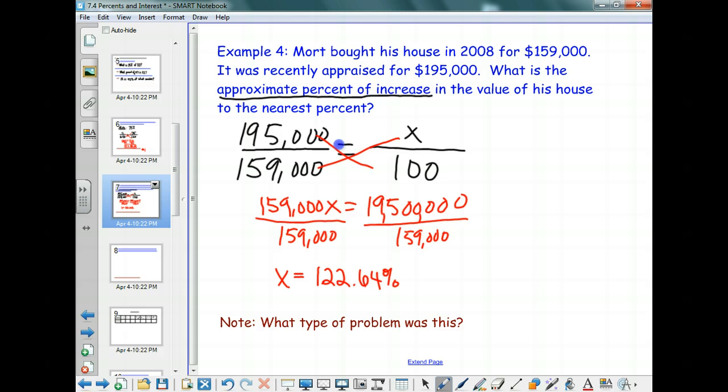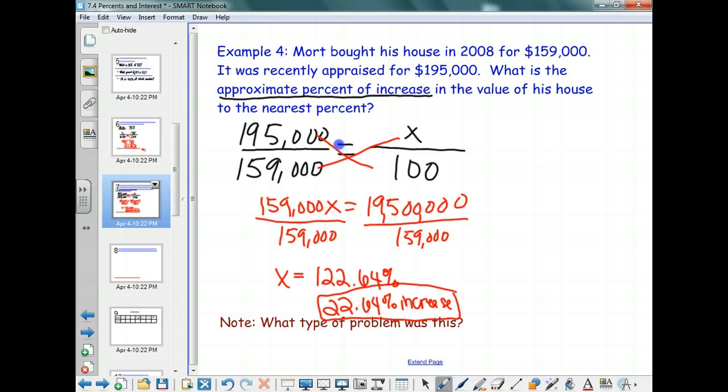It wants to know the percent of increase. So if the house was originally 100% and now it's 122.64%, what's the increase? 22.64%. So this is kind of like the Jack and Jill question: when you get x equals, it doesn't mean you're done. You need to make sure that's really what you're asked to find.